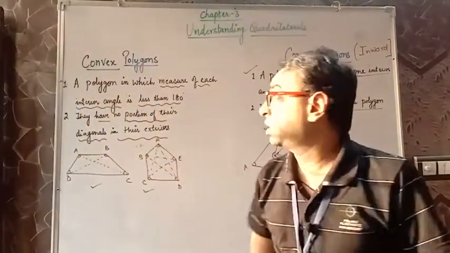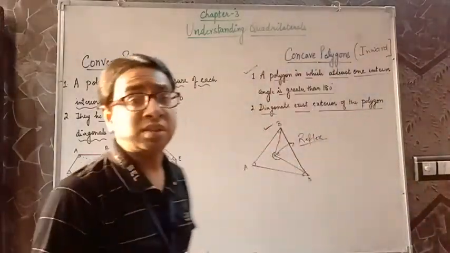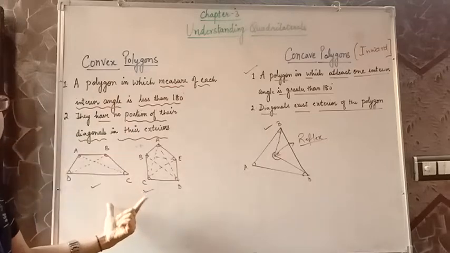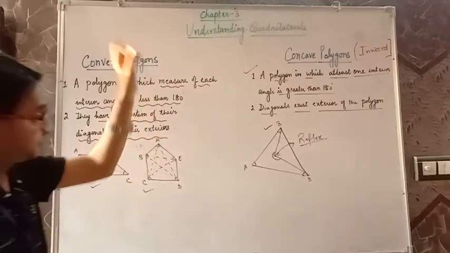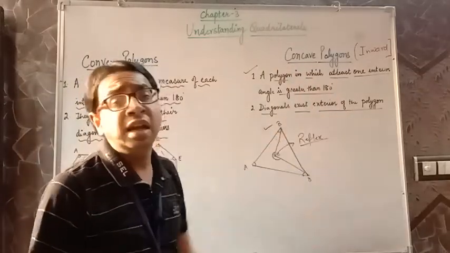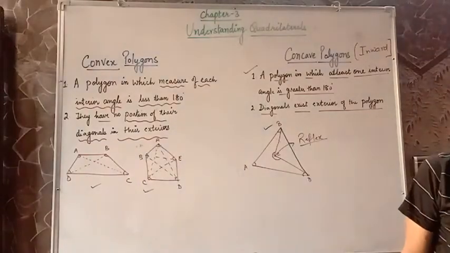Any doubt anyone is having with convex and concave? Very, very important topic to understand. Do remember, each angle needs to be less than 180. Diagonal interior, at least one of the angle greater than 180, and diagonal must be exterior. Any doubt anyone is having with this?